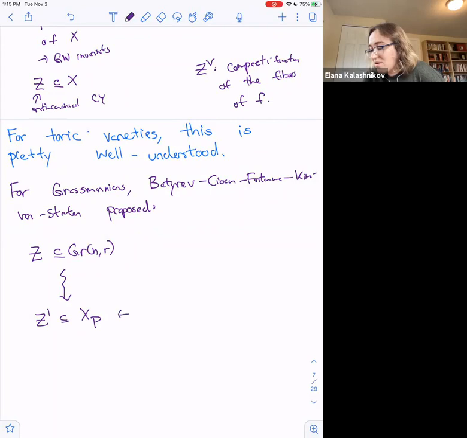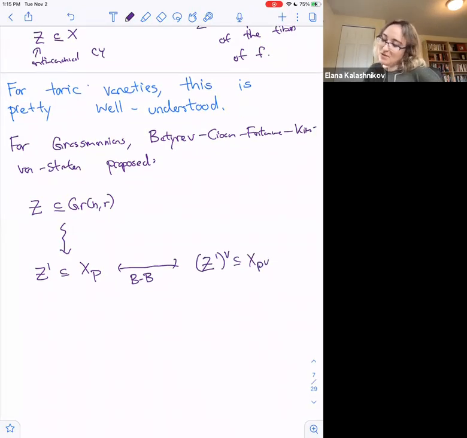And now, since it's a toric variety, you can apply Batyrev-Borisov mirror symmetry and get Z' check inside X_P check. So that's roughly speaking their proposal. And there, in many important senses, this proposal is correct. Specifically, the toric degeneration they propose is the Gelfand-Tsetlin toric degeneration.